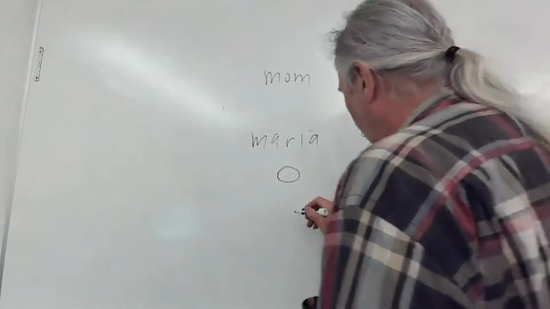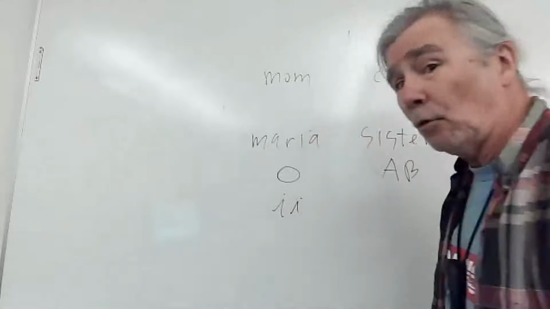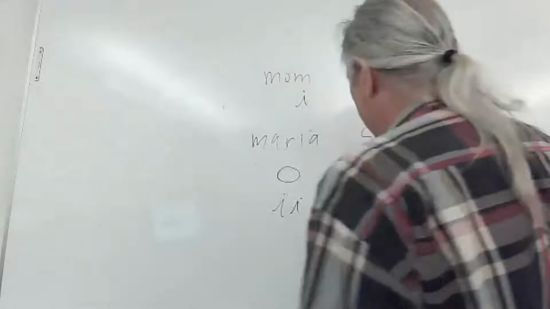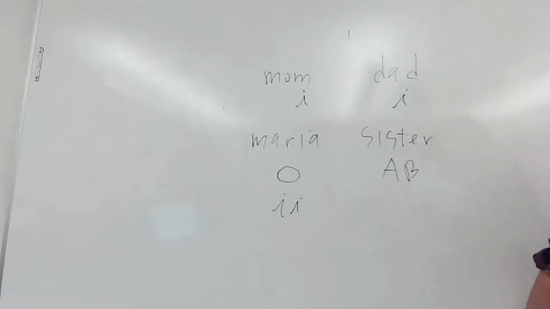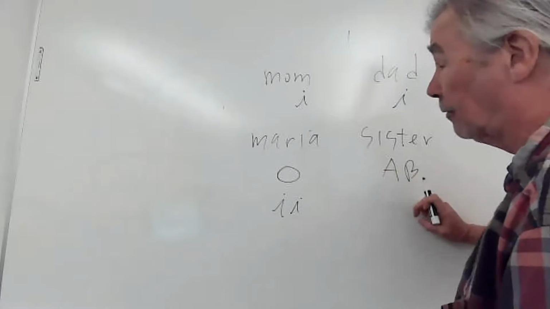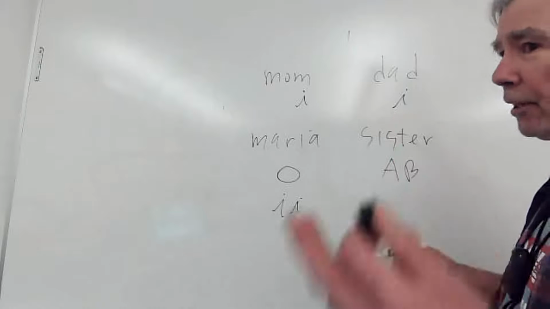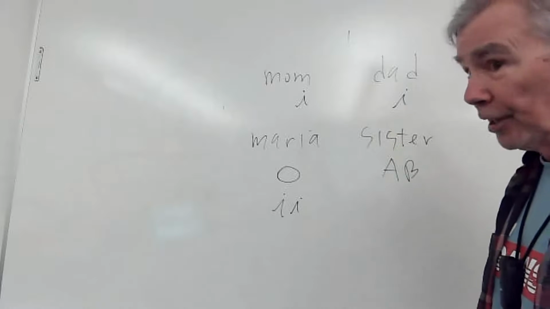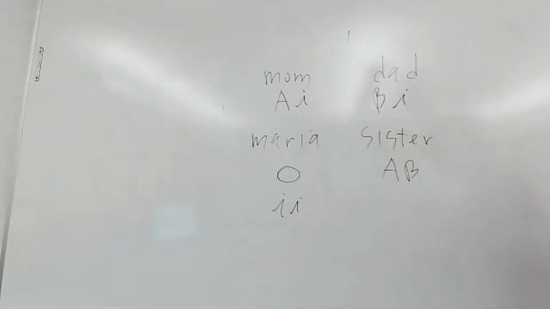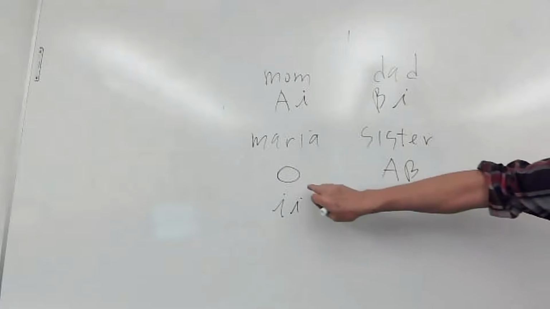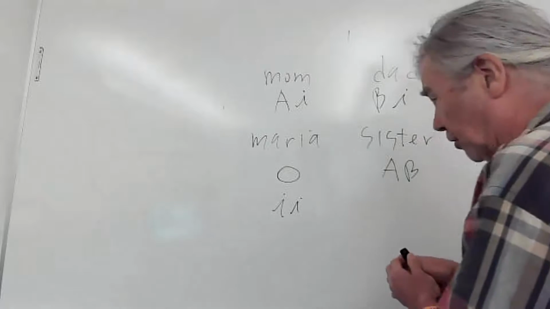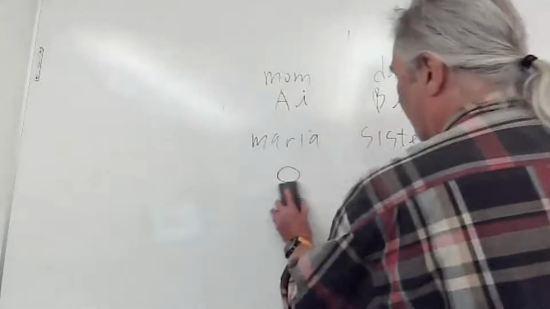Well, remember, O can only be ii. So mom and dad have to both have a small i. Okay, the sister is AB, so she got an A from one parent and a B from the other parent. So one of these parents is blood type A and one is B. You don't know which one. They have to be that in order to get one sister with this and one sister with that. Can you see that?